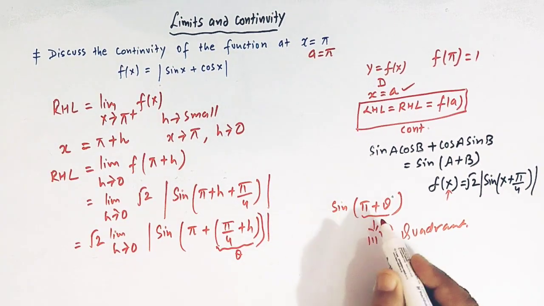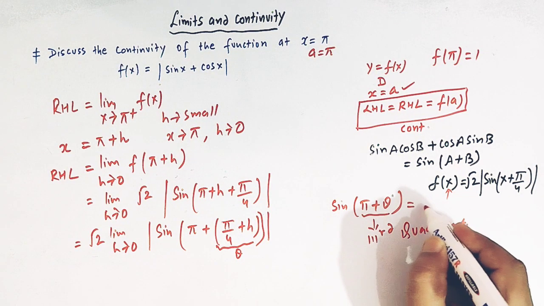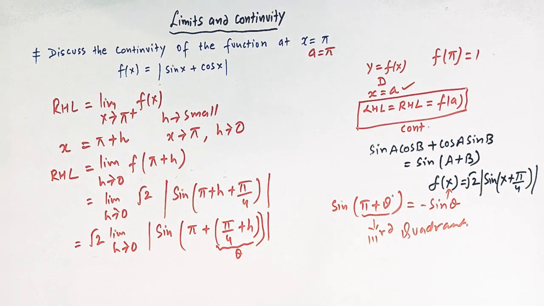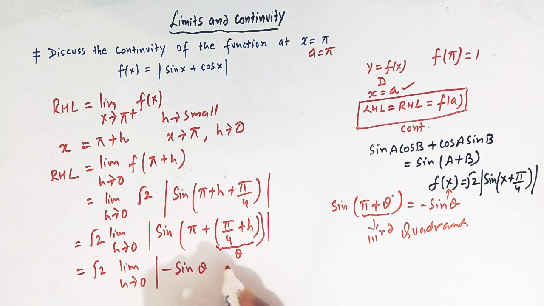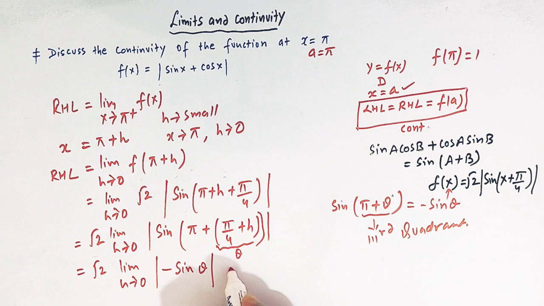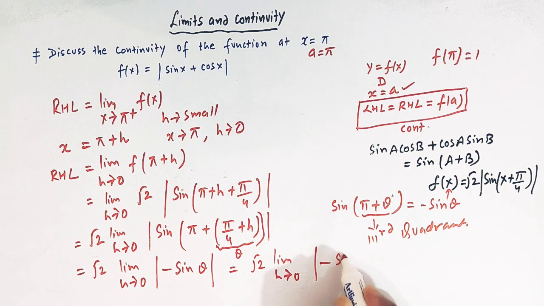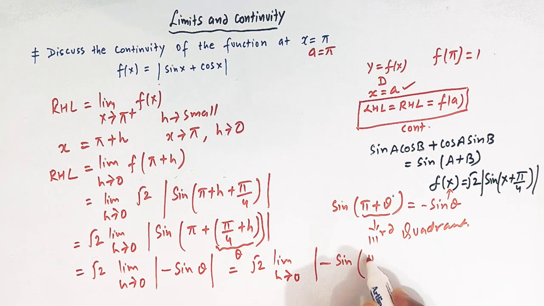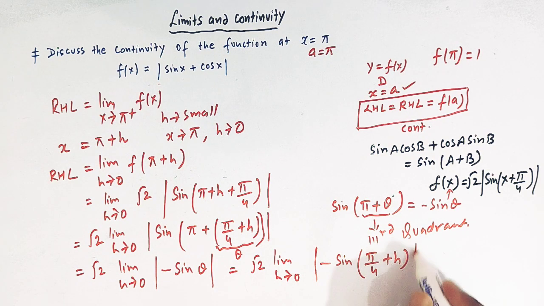And we know that sine pi plus theta is negative of sine theta, right? So now here we have square root of 2 limit h tends to 0, and here we have negative of sine of theta, right? Here we have assumed pi by 4 plus h as theta, and sine pi plus theta is minus of sine theta. So now we can write square root of 2 limit h tends to 0, and here we have negative of sine pi by 4 plus h, right?